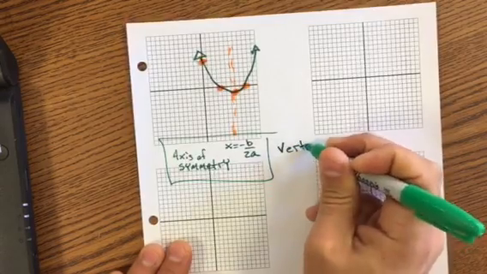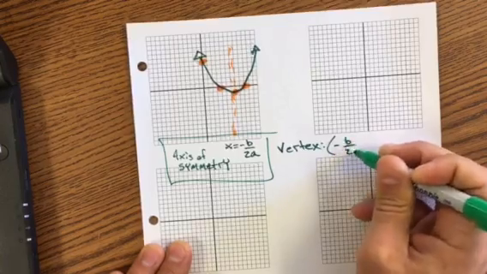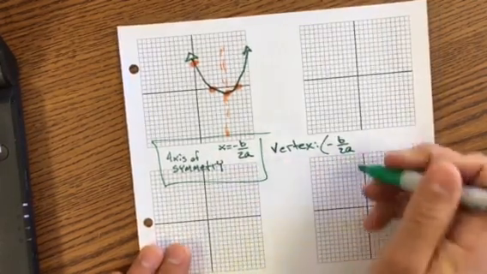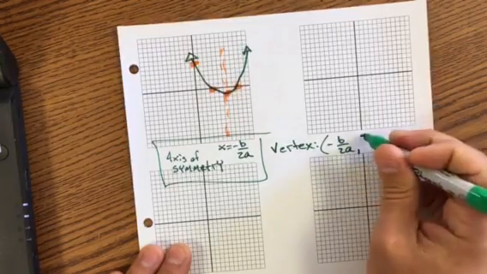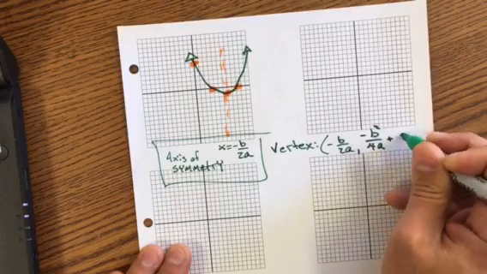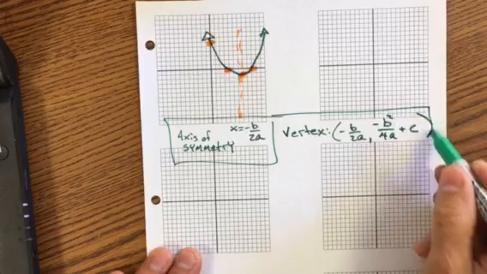Vertex is negative b over 2a. So this is where the axis of symmetry comes from. They're the same. Comma, negative b squared over 4a plus c. That's the vertex.